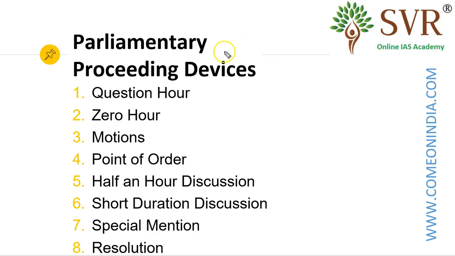Devices of parliamentary proceedings. The Parliament of India has adopted various devices for regulating its working hours. Accordingly, the Parliament of India has question hour, zero hour, motions, point of order, half an hour discussion, short duration discussion, special mention, resolution. These are all the various devices employed by Parliament of India to maintain its regular working schedule. And in this video lecture, we are going to see about these different parliamentary devices in a detailed manner.